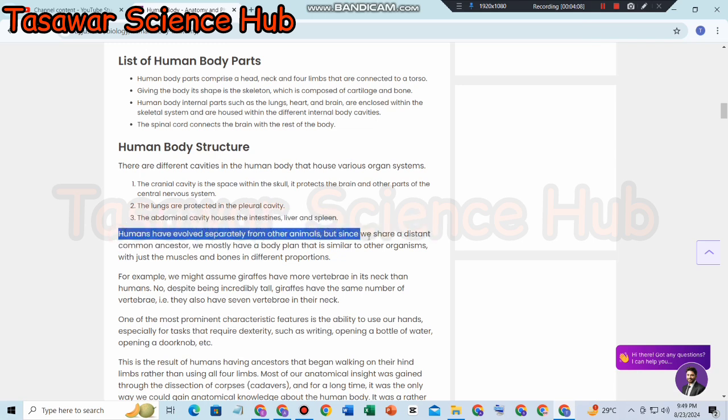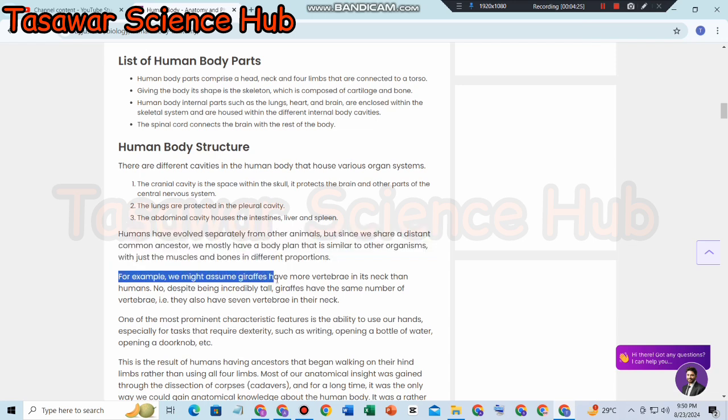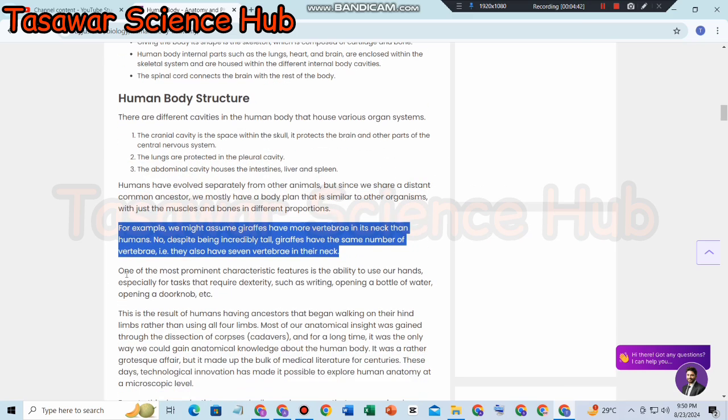Humans evolved separately from other animals, but since we share a distinct common ancestor, we mostly have a body plan that is similar to other organisms, but with just muscles and bones in different proportions. For example, we might assume giraffes have more vertebrae in their neck than humans. No, despite being incredibly tall, giraffes have the same number of vertebrae. They also have seven vertebrae in their neck.